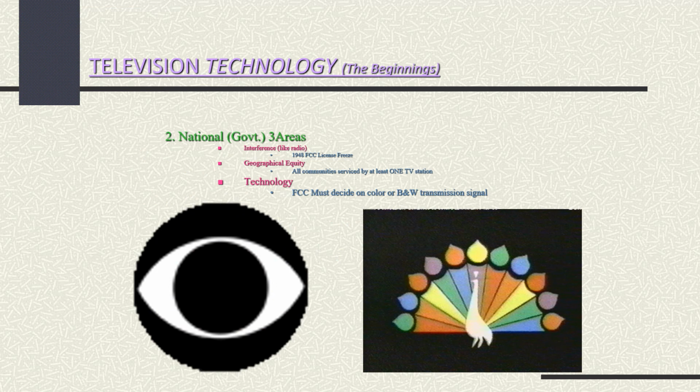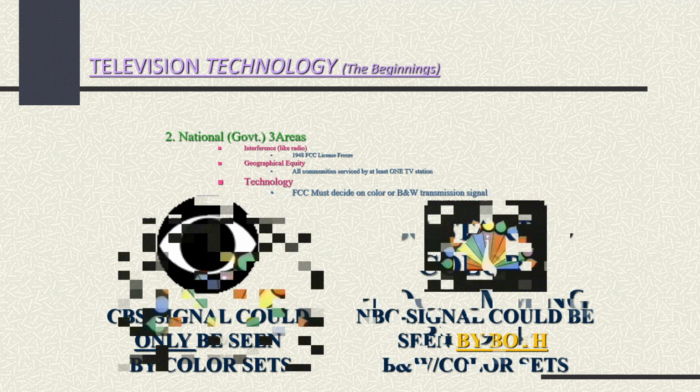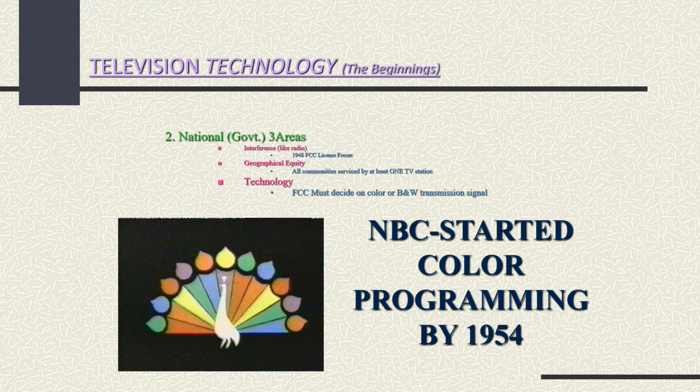There were two companies that had color signal technology developed. One was CBS, the other was NBC. CBS's signal could only be seen on color television sets. That means if they adopted the CBS signal, the viewers out there who had a black and white television set would have to buy another television set that could accept color signals. NBC's, on the other hand, its signal could be seen on both black and white sets and color television sets. So, of course, the FCC adopts the NBC color television signal.